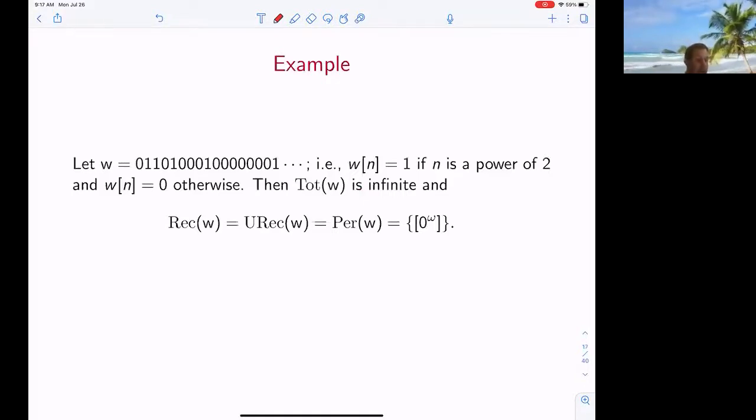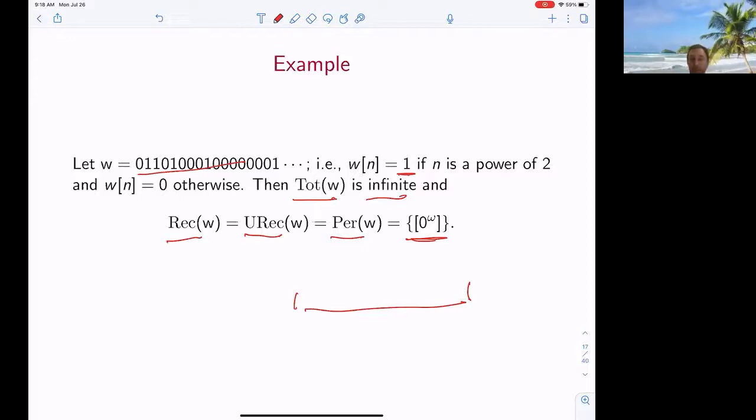As an example, let's look at this automatic word where the nth bit is 1 if n is a power of 2, and otherwise you get a 0. Then in this case, you can show the total spectrum is infinite, and the recurrent, uniformly recurrent, and periodic spectrum are all 0 to the omega. You can sort of see that because if you truncate far enough out, you're getting really long gaps between ones.